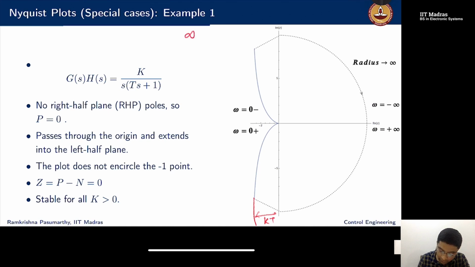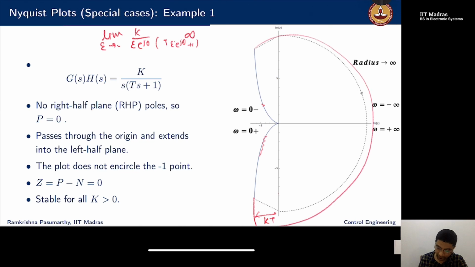And then at omega, I'm looking at a circle of infinite radius. So this is the limit of epsilon going to 0 of k over epsilon e^(j theta) times (T epsilon e^(j theta) plus 1). This curve we did in the previous lectures. So it just ends something like this. Okay, this is fine. We got the plot now.